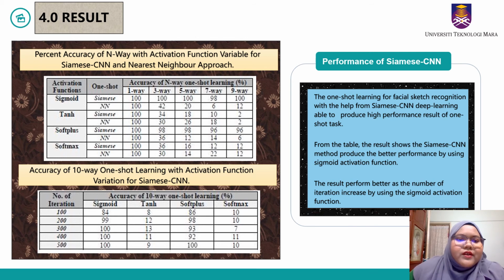As you can see here, the first table shows the percent accuracy of n-way with activation function variation for Siamese-CNN and the nearest neighbor approach. The sigmoid with Siamese produced the most accurate result, while for the next table, accuracy of 10-way one-shot learning with activation function variation for Siamese-CNN, it showed that as the number of iterations increased for the sigmoid, the accuracy of 10-way one-shot learning also became more accurate.